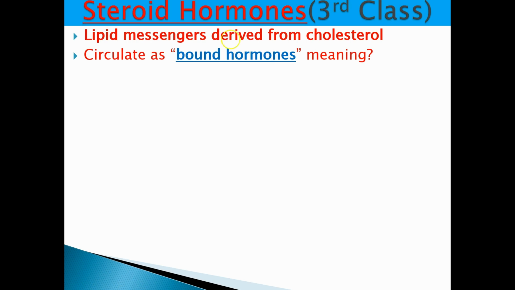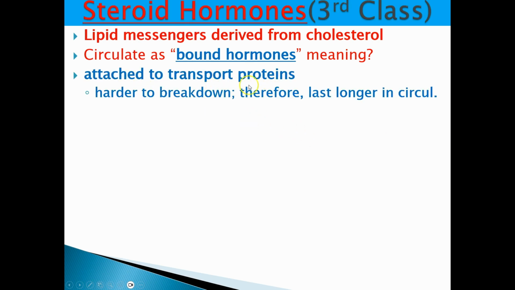All right. And again, they circulate as bound hormones. Remember, we need to bind a protein to them because they're a lipid-soluble molecule. And what that means is they are attached to a transport protein. Steroid hormones are a lot harder to break down, which means they last longer in circulation. So if I ask any question about which of the following hormones breaks down the fastest, you would know it's going to be your amino acid derivatives.